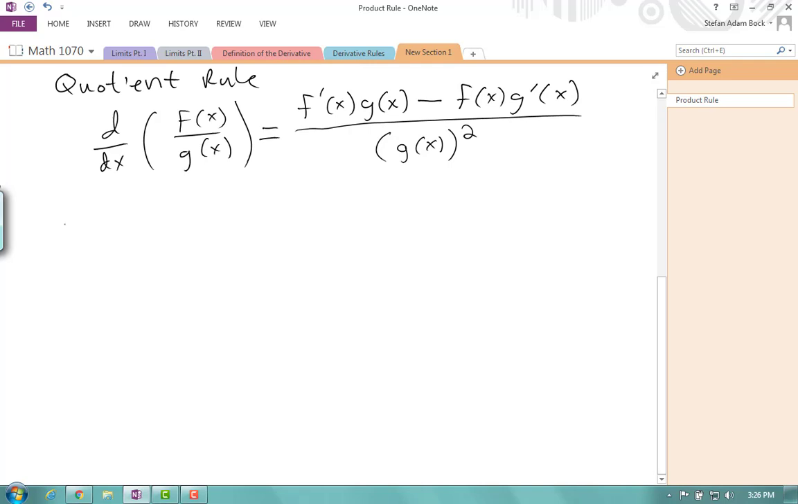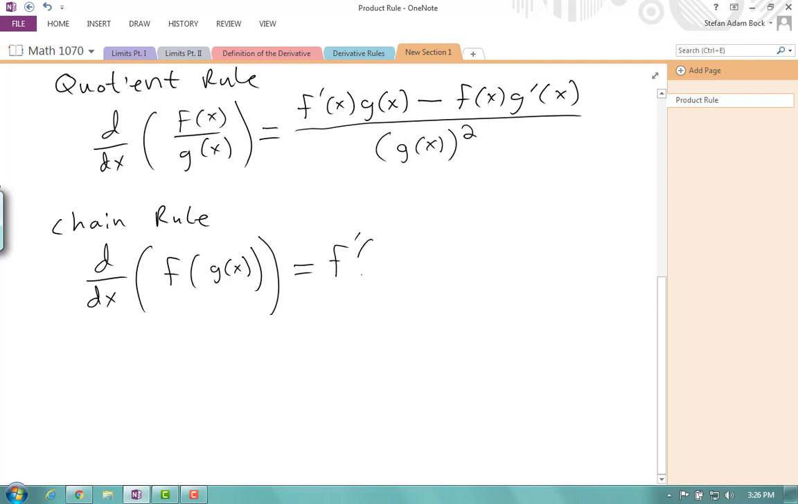And last but certainly not least is my favorite, the chain rule. It's most important, I say, because it's the most frequently forgotten step, especially in future calculus courses. It's the source of a lot of lost points. So if I have the derivative of a composition of functions, if I have one function inside of another, then it's going to be the derivative of the outside with the inside function plugged in multiplied by the derivative of the inside function.